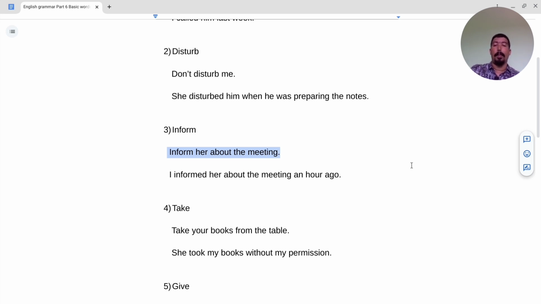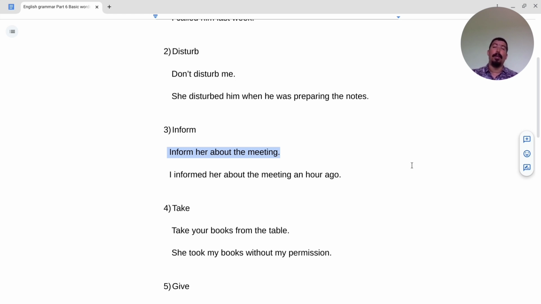Inform her about the meeting. So what is the situation here? Can you imagine the situation? Here is the situation. I and my two other friends are working in the same company, and one of my friends was absent today. She is down with fever and she is absent. And there is an important meeting coming up next week. That means after a few days only.